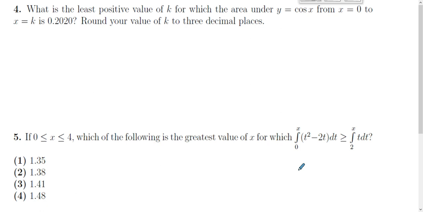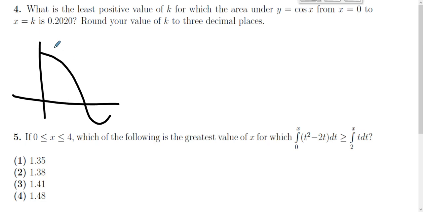Question 4 was a calculator active question. What's the least positive value of k for which the area under y equals cosine x, from 0 to k, is 0.2020? There are lots of values of k because the cosine function keeps coming back around and around. So there are lots of values of k.